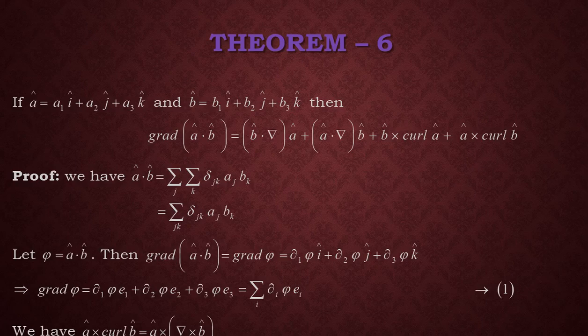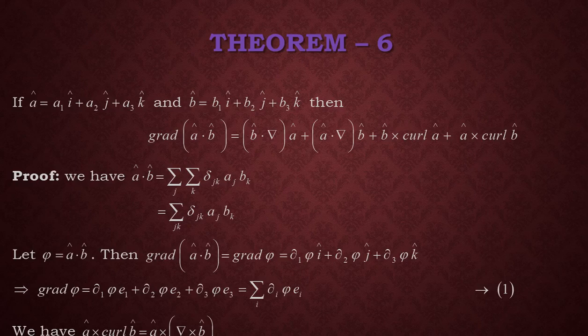B cap. We know that grad phi equals del phi equals dou phi by dou x i cap plus dou phi by dou y j cap plus dou phi by dou z k cap. But for us, x equals x1, y equals x2, z equals x3. So it can also be written as dou phi by dou x1 i cap plus dou phi by dou x2 j cap plus dou phi by dou x3 k cap.